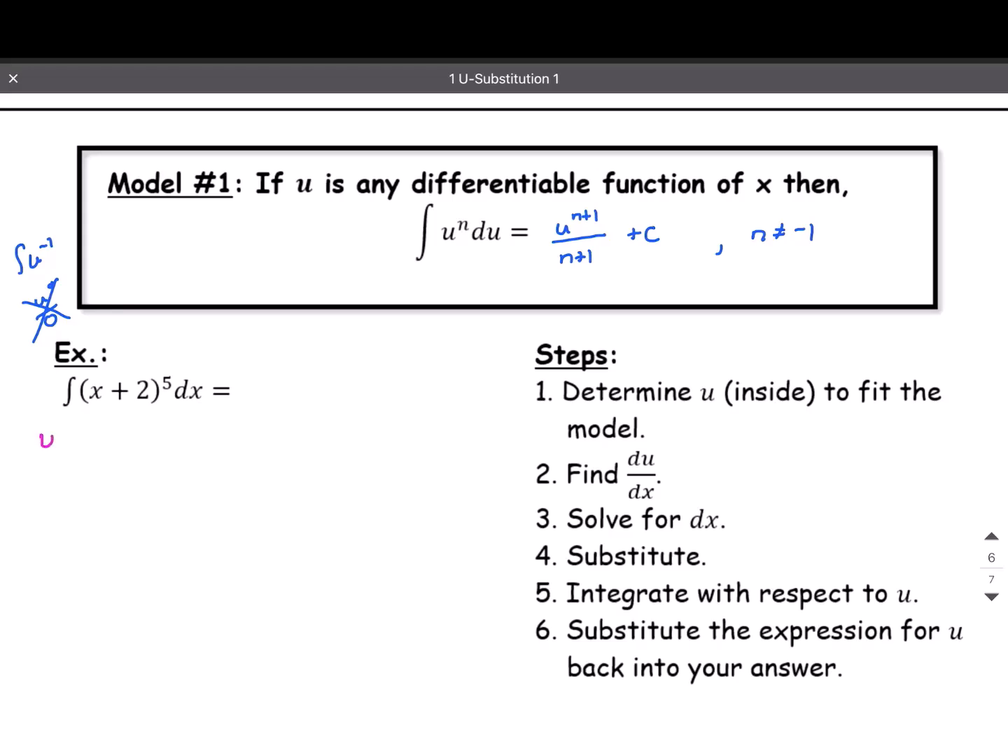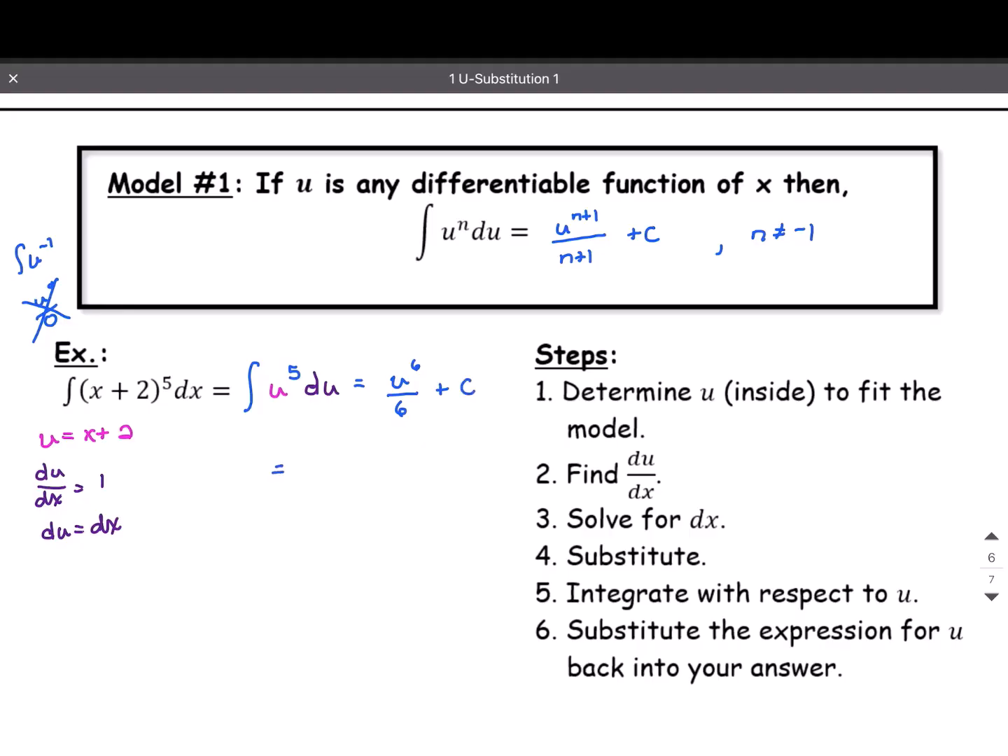So we're going to determine u, the inside. So u is going to be the x plus 2. Now we're going to take the derivative of that. So du/dx, the derivative of x plus 2, is just 1. So if I multiply both sides by dx, I know that dx is just du. Now we have the integral of x plus 2, which is my u, raised to the 5th, and my dx is just du. I can do that antiderivative. We add 1 to the exponent, we divide by our new exponent, and add c.